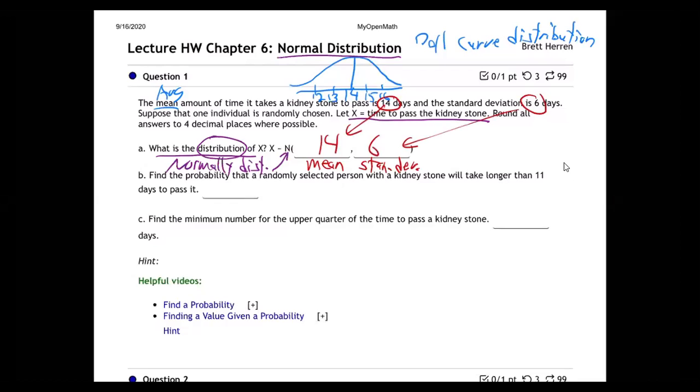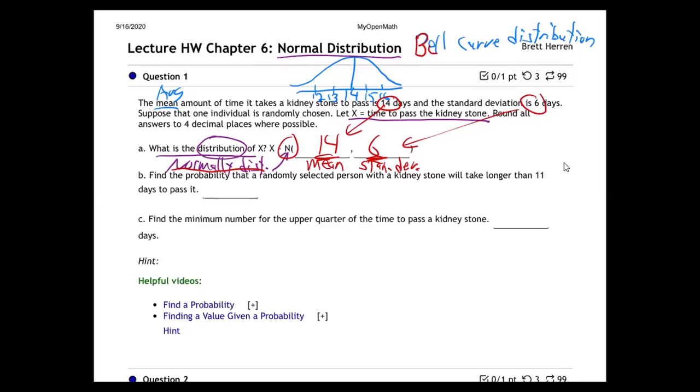So that's all they want in the first blank. They just want you to recognize that the mean is 14, the average is 14, the middle of the bell curve is 14, and the standard deviation is 6. So that's the first thing they want you to do, recognizing that the number of days it takes the person to pass the kidney stone is normally distributed, spread out like a bell curve, whose middle is 14 and whose average distance from the middle is 6. Standard deviation 6. Okay, so that's all we need to do there.